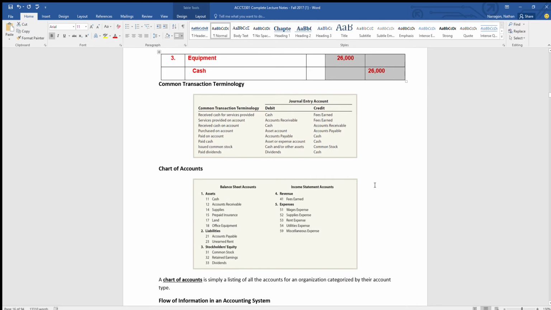These two graphics in your notes, one gives common transaction terminology. I would look at trying to know these, because they tend to pop up, especially on the on account parts, and it will tell you what they go with. Again, if we see earned, it doesn't have to be fees earned. That's basically our revenue. And payables, that's a liability. You have to kind of know this, so go over these and see how they're working.